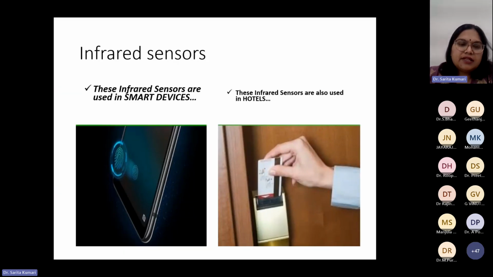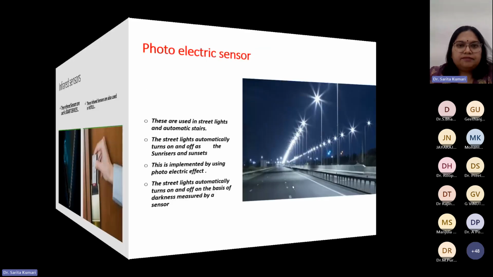Then another use of infrared sensors is in touch screens. Then in smart devices we are using infrared sensors. Again, hotels are also using infrared keys nowadays. The card will be placed inside the device, or just touched near to this device, and the door will open. So these are the different areas where we are using infrared sensors.